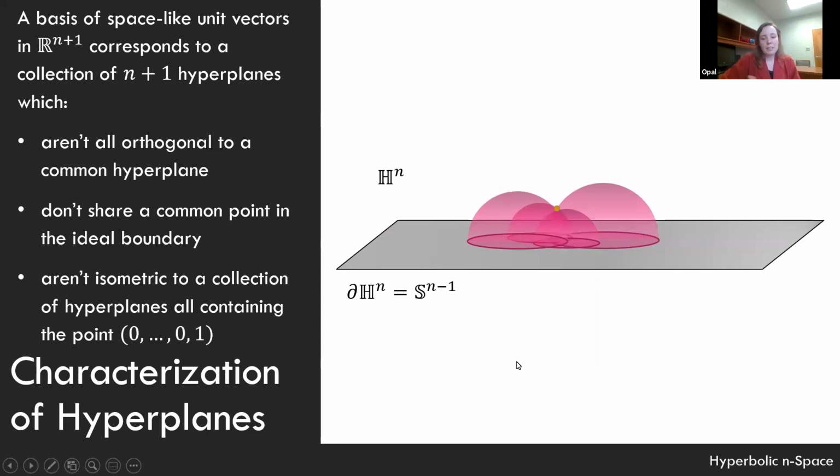So each of those conditions corresponds to what would happen if you didn't have a basis, if all of the four vectors you're looking at were actually in a subspace of lower dimension.